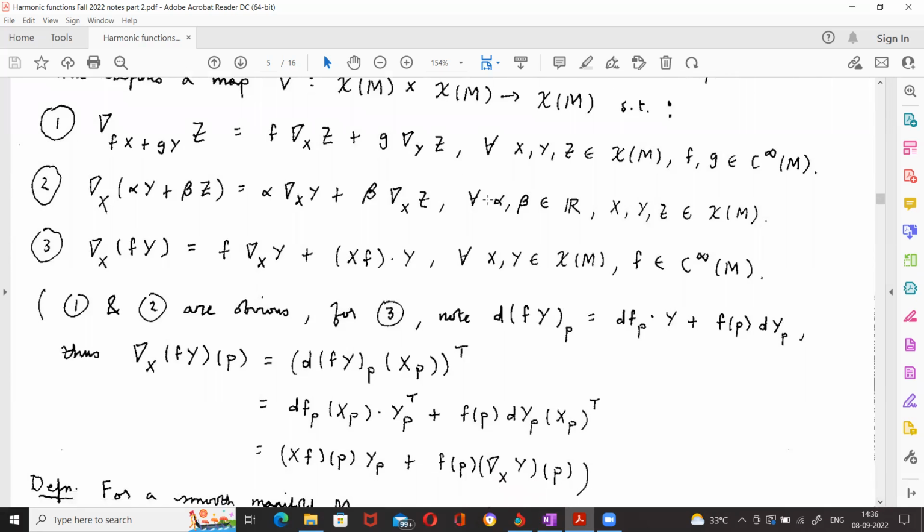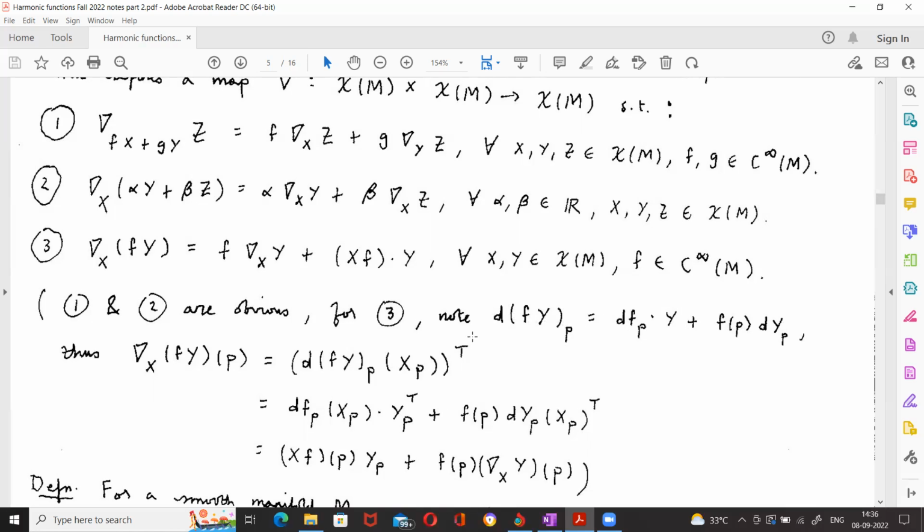So 1 and 2 are easy to see, properties 1 and 2. So let me just say why 3 is true. For 3, you note that by the usual product rule, if I look at D of the map fy, this is going to be df at p into y plus f of p into dy at p. Is this okay? Yes.